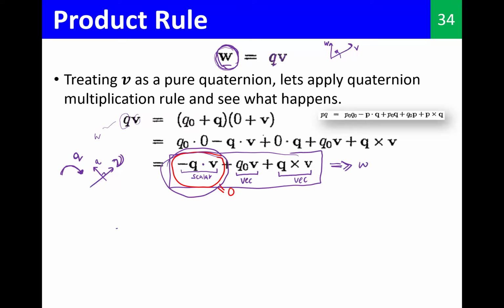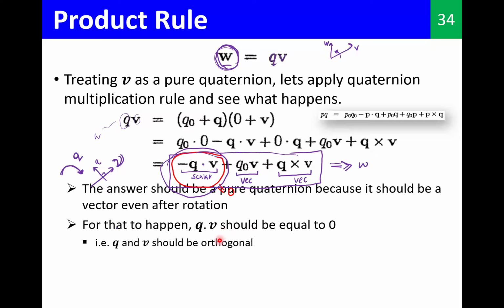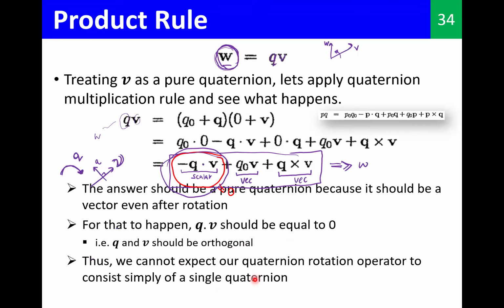So I thought maybe I just take the product of these two to give me a vector, but it seems like it is not happening, right? So this is what is explained here. Okay, they should be orthogonal, right? We can't expect our quaternion rotation operator to work simply for a single quaternion, right?